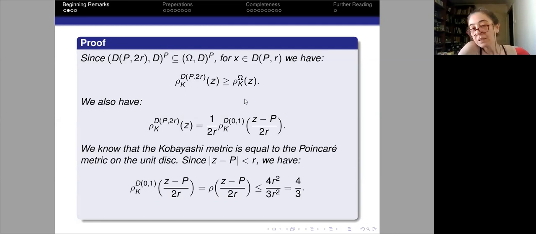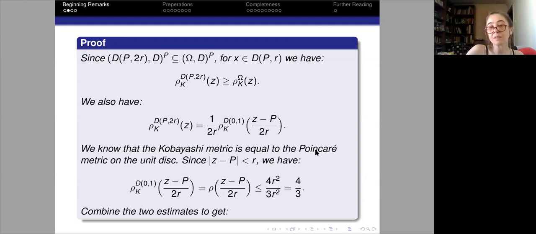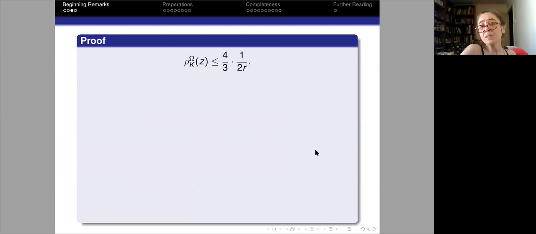So the Kobayashi metric is equal to the Poincaré metric on the unit disk. And since we have |z − p| ≤ r, we have the value of the metric for the unit disk at the point (z − p)/2r. We compute that using the Poincaré metric, and we see that it is less than or equal to 4/3. Now we combine the two estimates and get that the Kobayashi metric at the point z in the domain omega is less than or equal to 4/3 times 1/(2r).